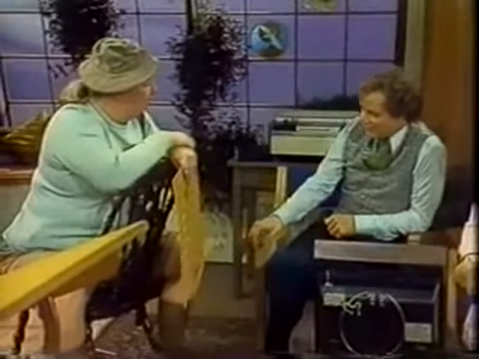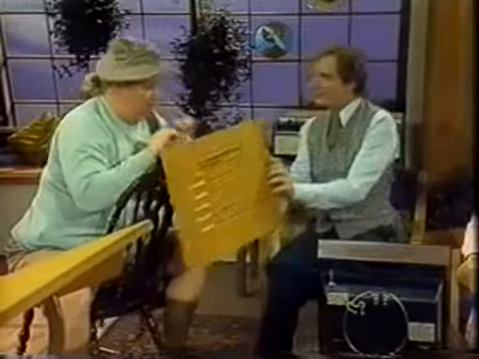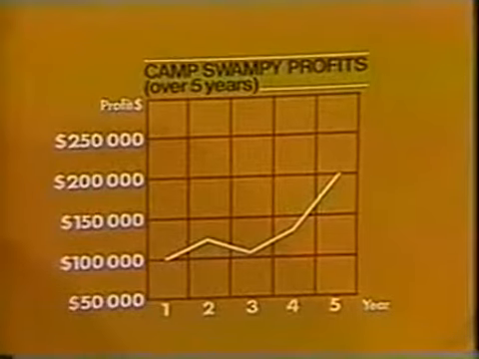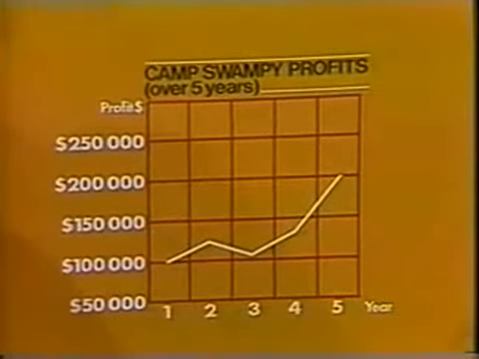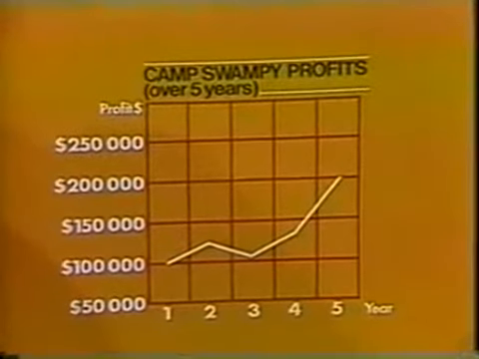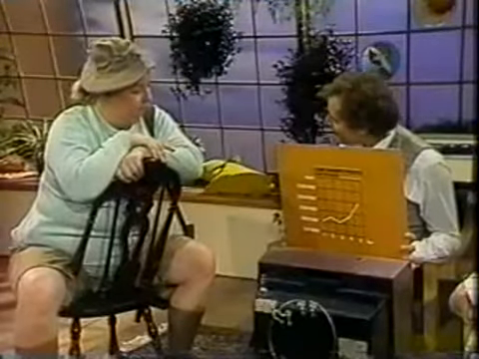Very good. Very lively, Cal. Thank you. Boy, Camp Swampy's really raking it in. Look at the profits for the years 1 through 4. They're hovering around the $100,000 mark. Yep. Then suddenly in year 5, they shoot up to $200,000. Well, how do you account for that?